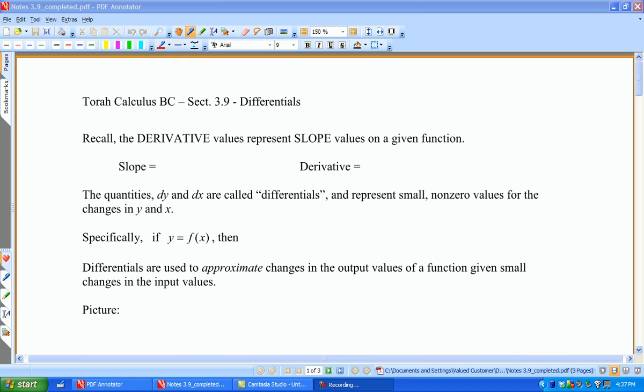Okay, this is section 3.9. The topic is called differentials, and this video will be in a couple of different parts.